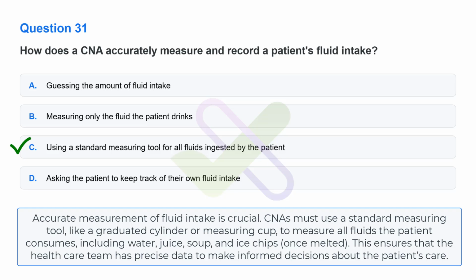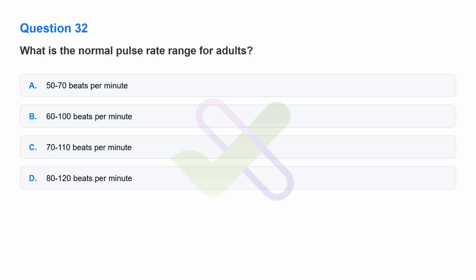The correct answer is C. Using a standard measuring tool for all fluids ingested by the patient. Accurate measurement of fluid intake is crucial. CNAs must use a standard measuring tool, like a graduated cylinder or measuring cup, to measure all fluids the patient consumes, including water, juice, soup, and ice chips, once melted. This ensures that the healthcare team has precise data to make informed decisions about the patient's care. What is the normal pulse rate range for adults?